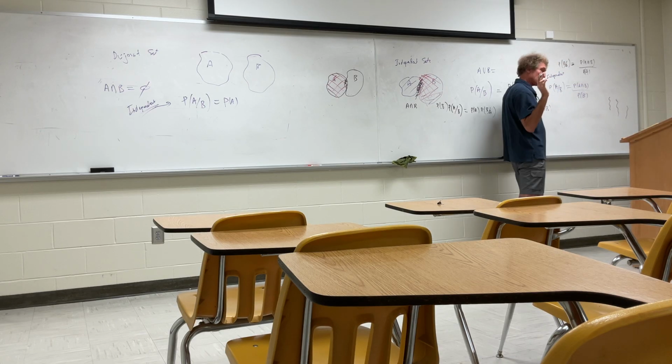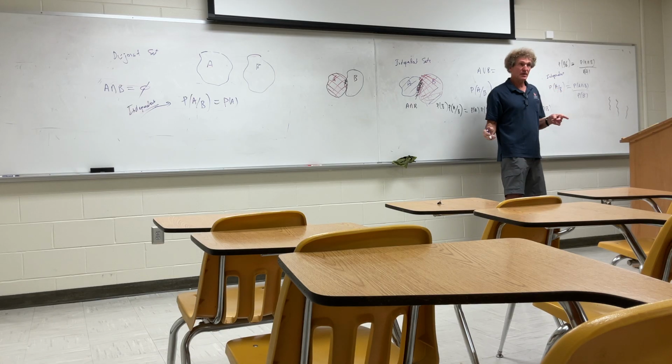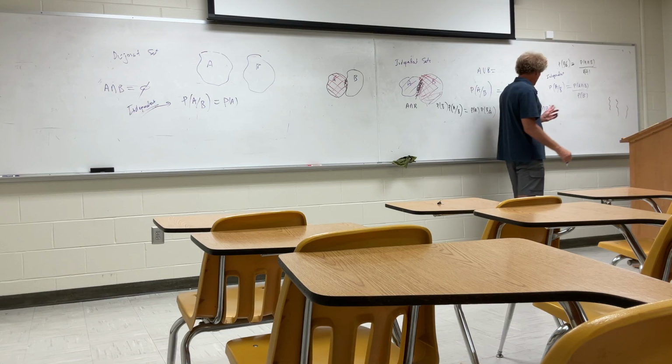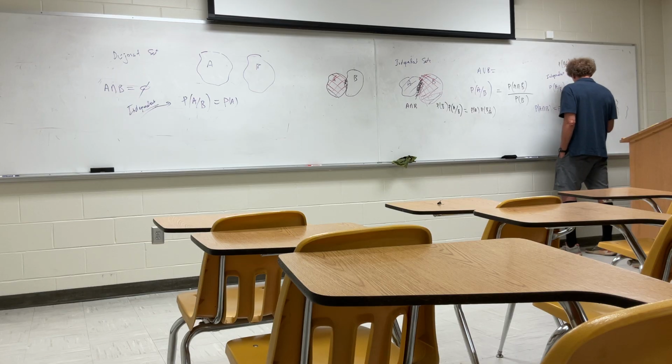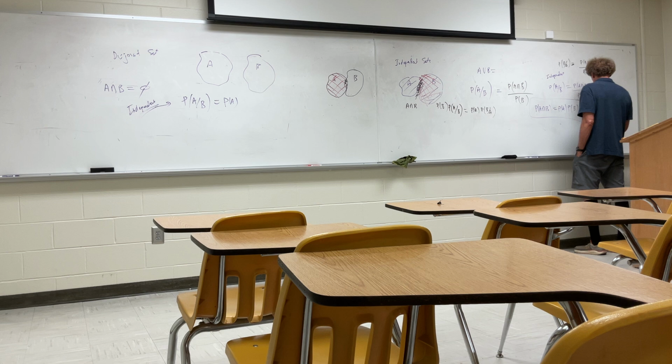Now just think about it. If it's independent, the probability of A given B is just the probability of A. Y'all with me? This is my point. Well, that's just going to be the probability of A times the probability of B, and that is if they are independent.